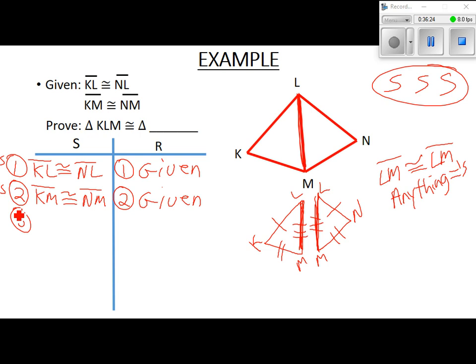What was it? Segment LM is congruent to segment LM. Please make sure you're naming these the same way. Don't name one of them LM and the other one ML. Alright, so that one's anything equals itself. And then our reason there is anything equals itself. So that's all we need to prove it?